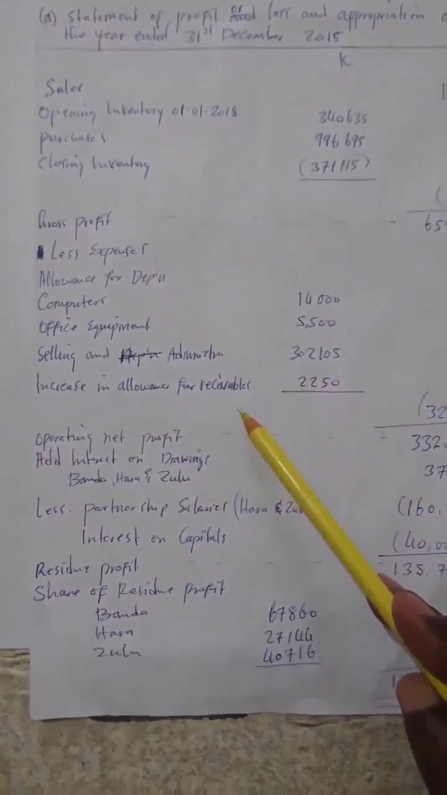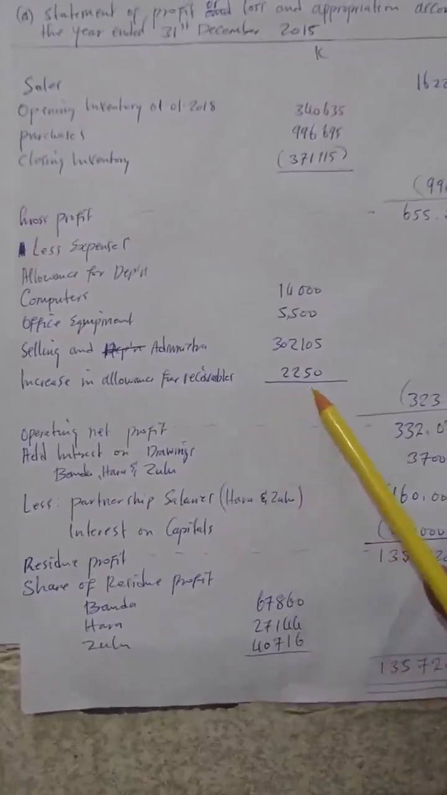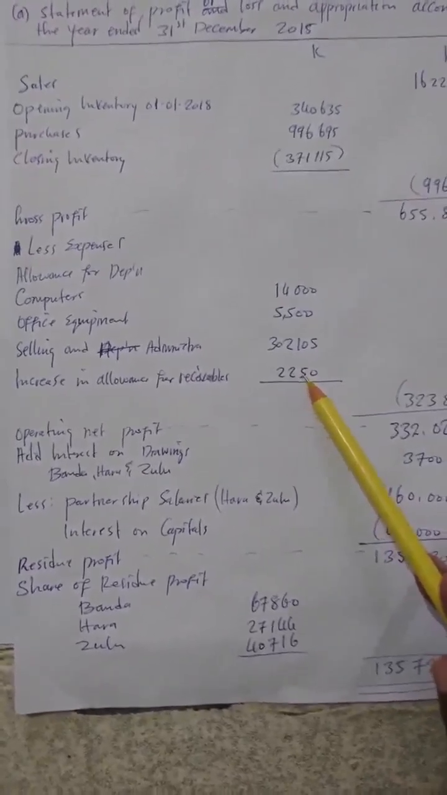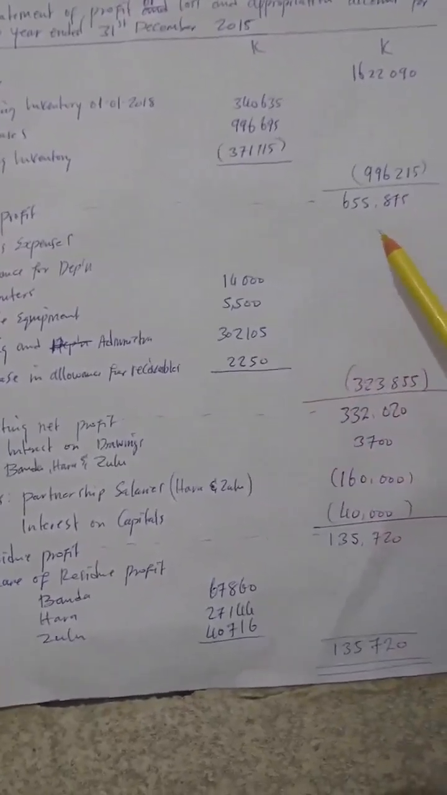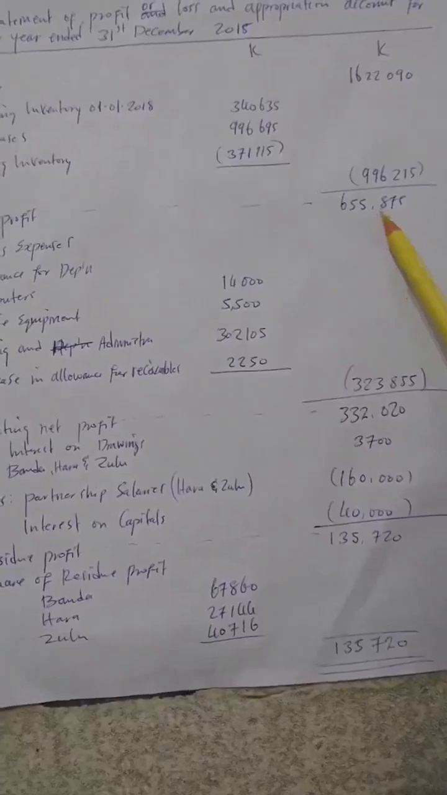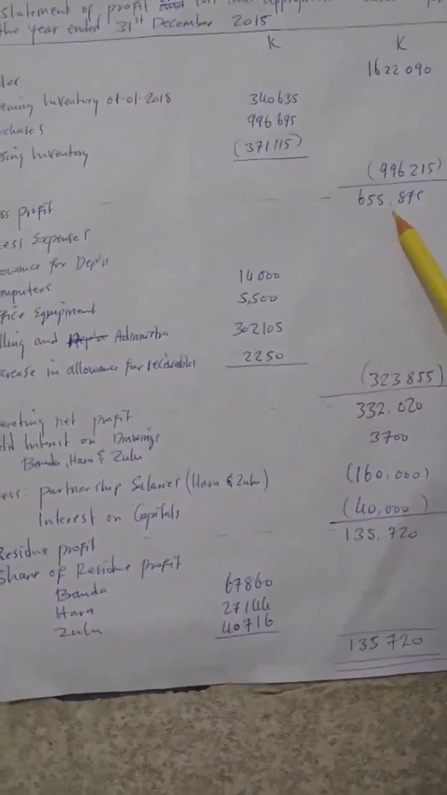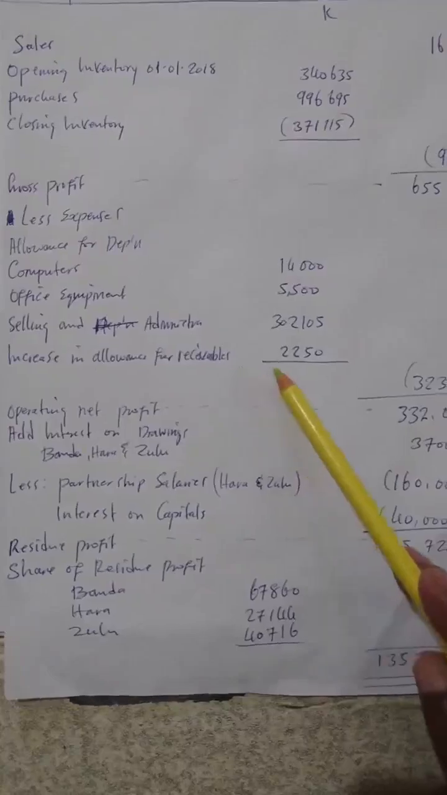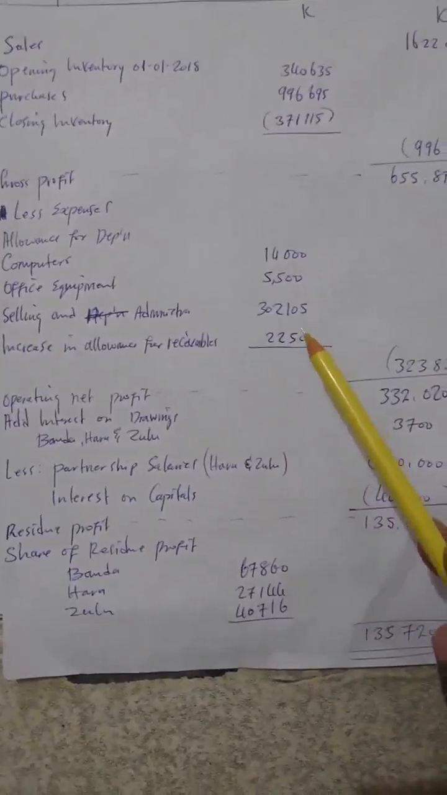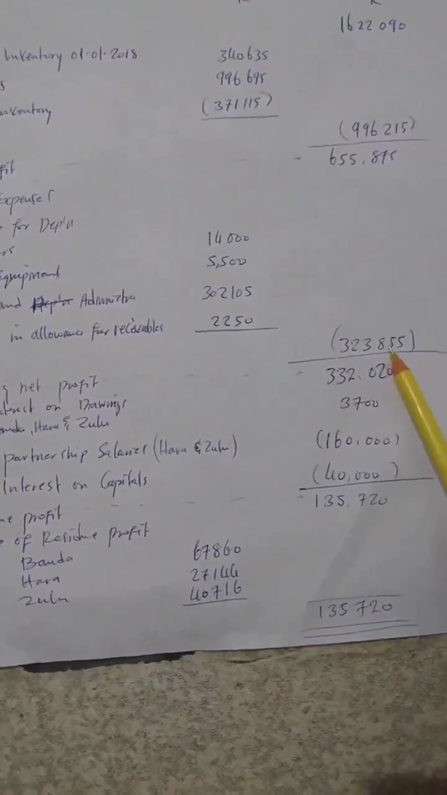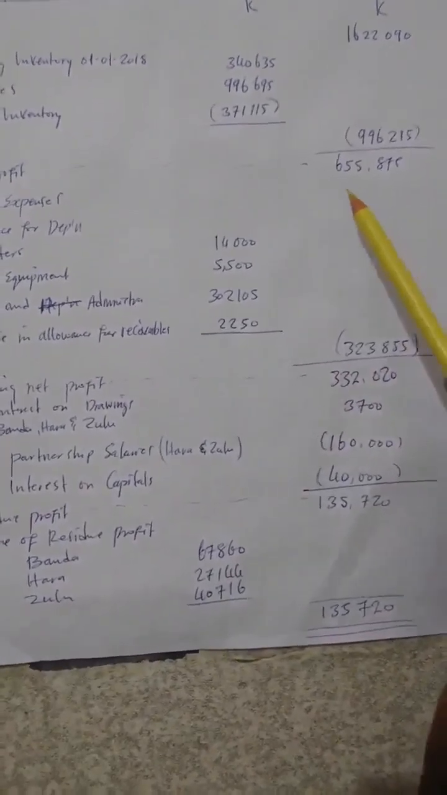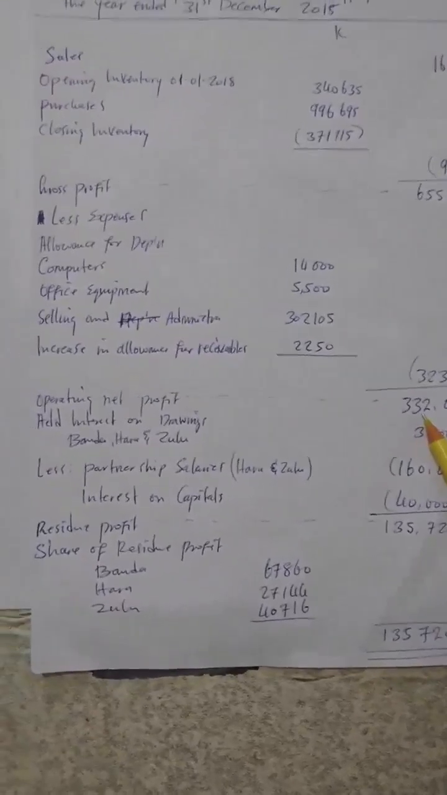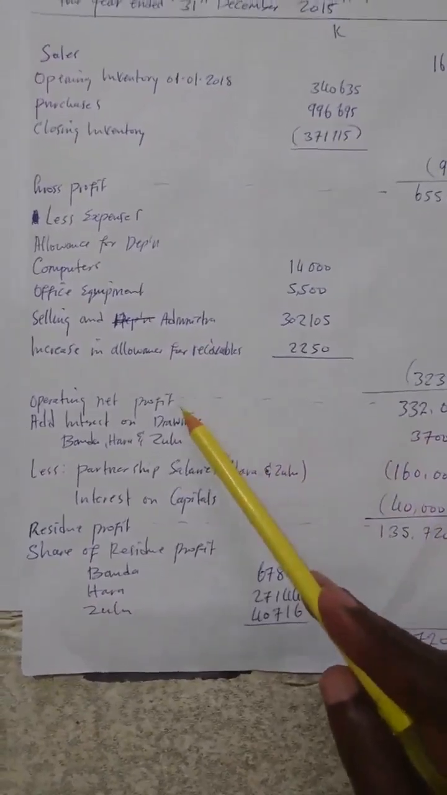Increase in allowance for receivables becomes an expense. It appears under expenses. Then a decrease in allowance for receivables appears as income. It was supposed to be added to this amount as income if it was a decrease in allowance, but we had an increase in allowance. All right, so it's an expense. So the total expenses to be deducted came to this amount. If you deduct this from the gross profit, that's how we came out to 332,000 kwacha as our operating net profit.